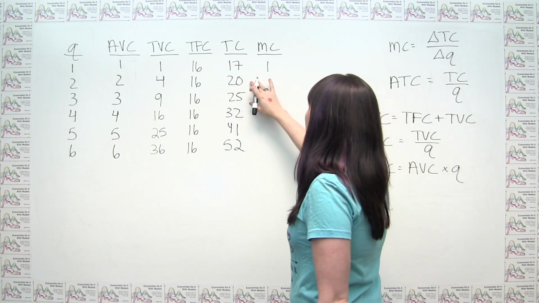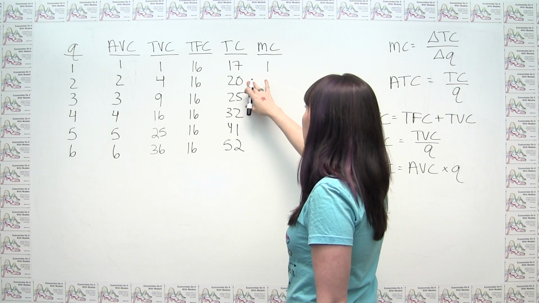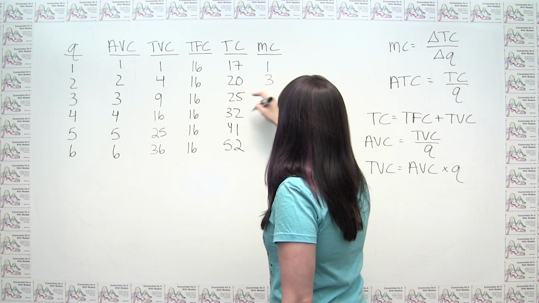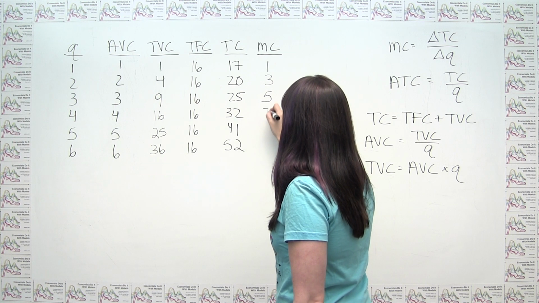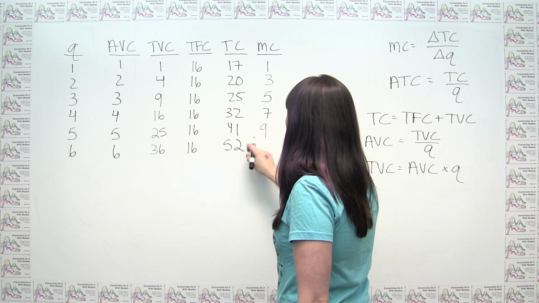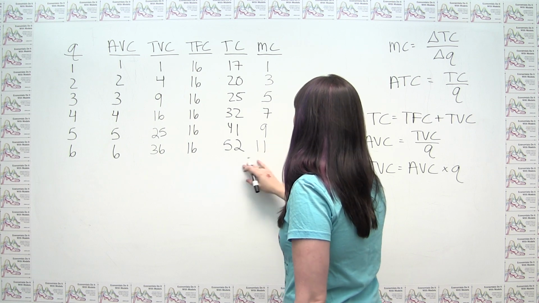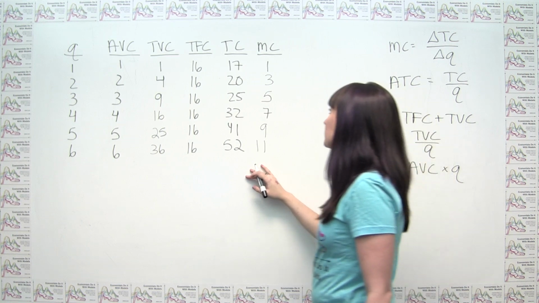We can keep doing that, and we can notice that the change in total cost, going from the first unit to the second unit, is 3, and then 20 to 25 is 5, 25 to 32 is 7, 32 to 41 is 9, and 41 to 52 is 11. So we would get marginal costs that look like this.